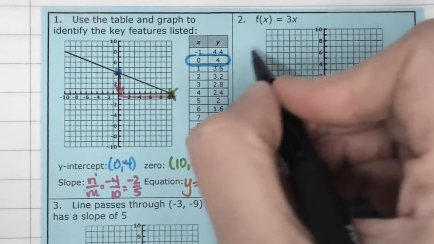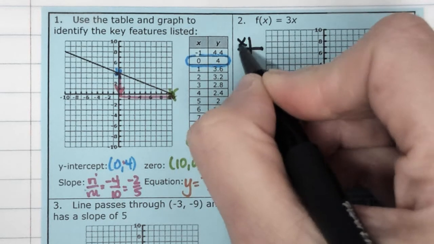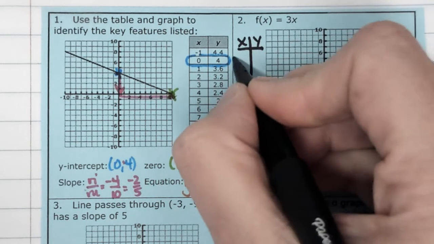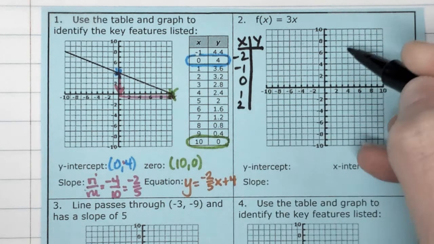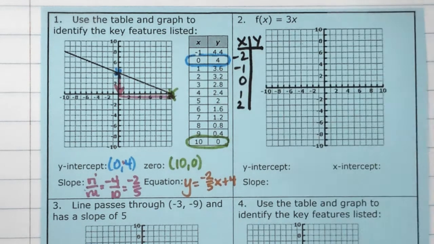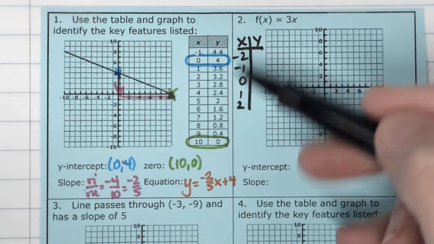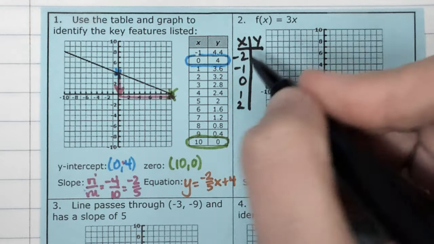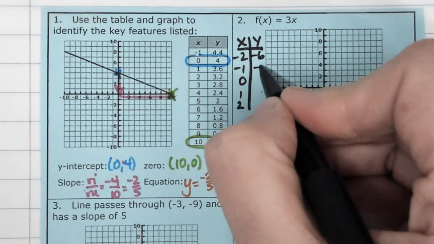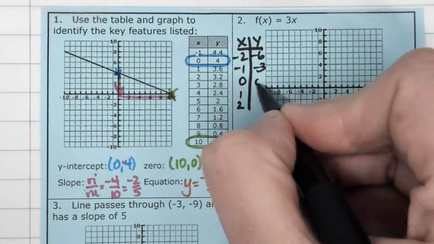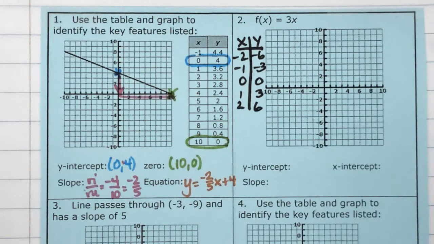So when I see f of x equals 3x, the first thing I know I need to do is make a table of values so that I can graph them. I like to do negative 2, negative 1, 0, 1, 2 because it gets me through the origin, and again, if I have to go out further to find my zeros or my y-intercept, I will, but I like to start here, okay? So 3 times negative 2 is negative 6, 3 times negative 1 is negative 3, 3 times 0 is 0, 3 times 1 is 3, 3 times 2 is 6, okay?